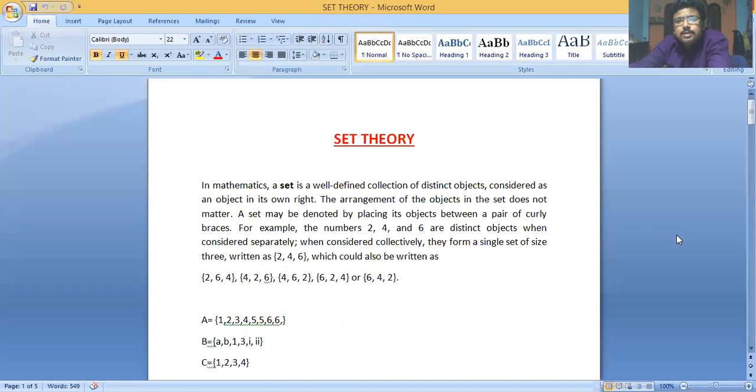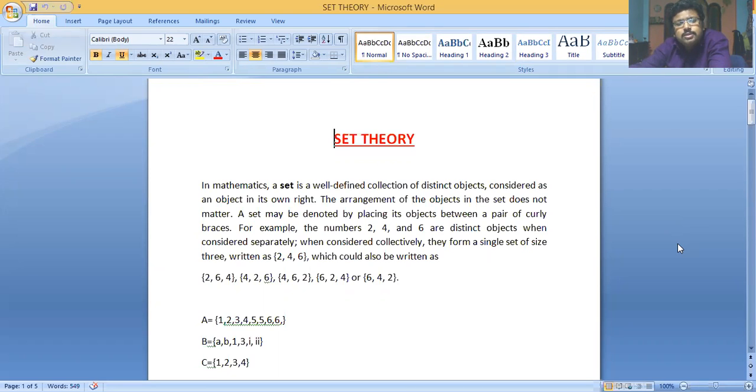Hello. Today I will be discussing the topic of set theory. In this lecture I try to make an introduction to set theory. Well, look, what is a set?